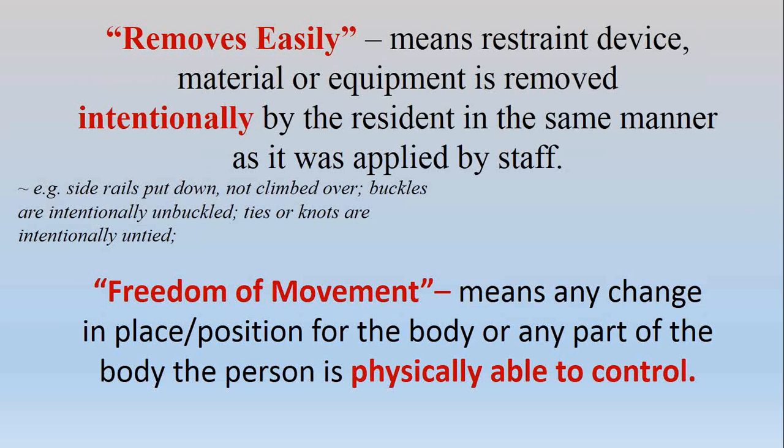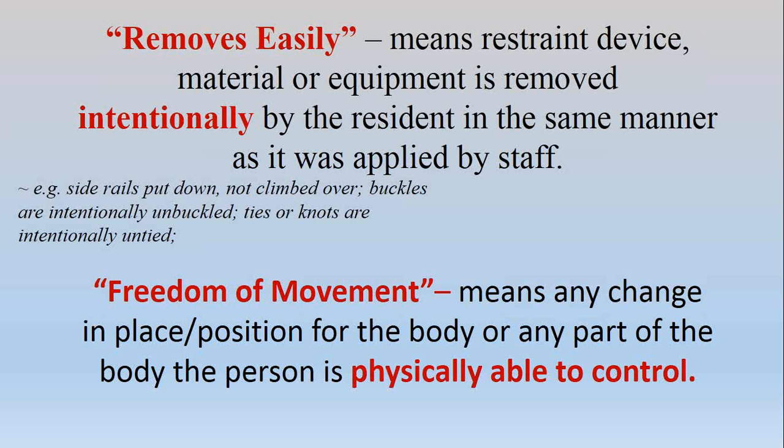So side rails would need to be put down, not climbed over. Buckles would need to be intentionally unbuckled. Ties or knots intentionally untied. So not just because you have a dementia person or behavior person who's sitting there fiddling with something and eventually it comes undone, that's not considered self-release, and that does not keep you from having to consider that as a restraint. If you went up to the resident and said, can you take that off, and they could take it off, that's self-releasing.